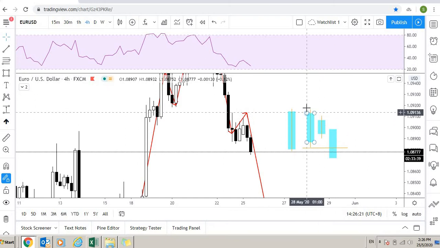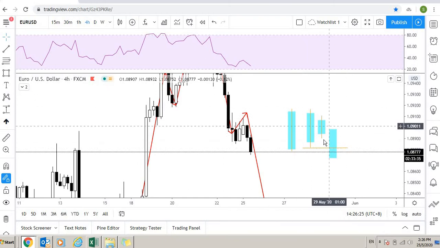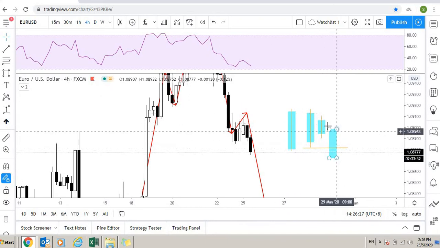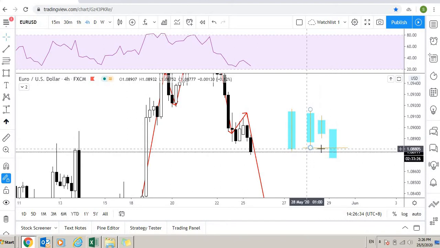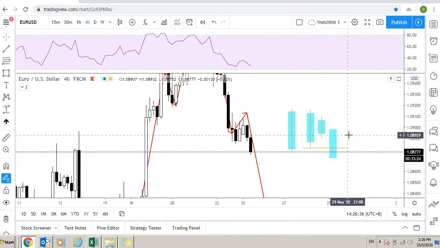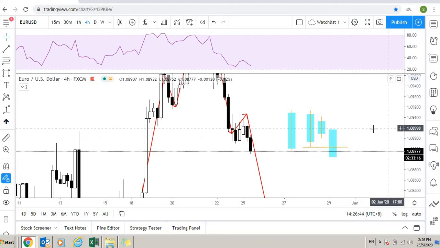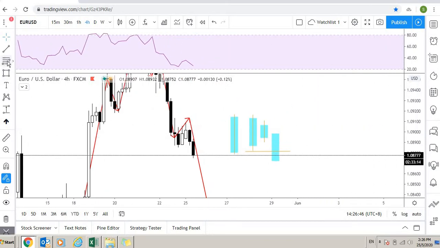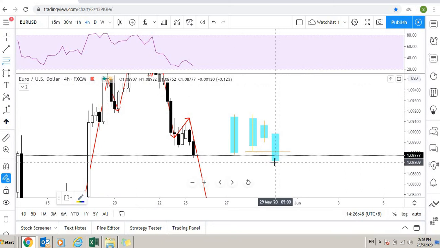Basically you first want to see a setup of the inside bar, and after that you want to see another candle break below the mother bar. This is a confirmation that the price most likely will go to the downside, in line with the major downtrend.